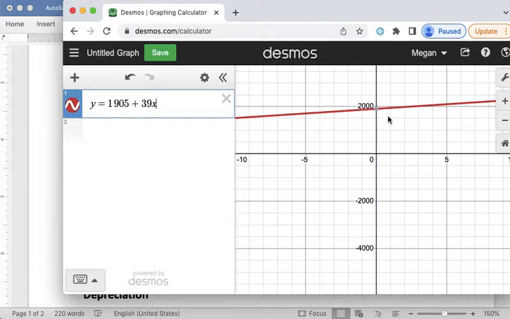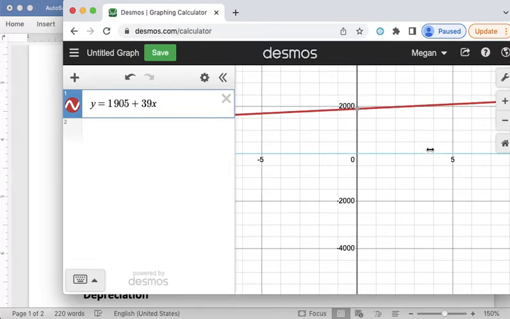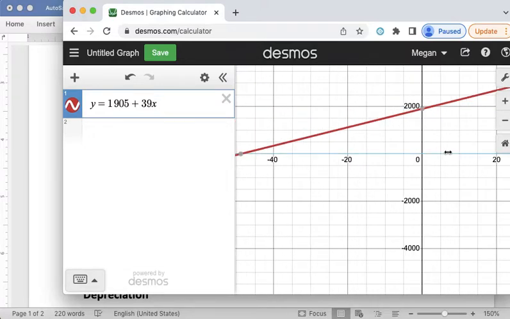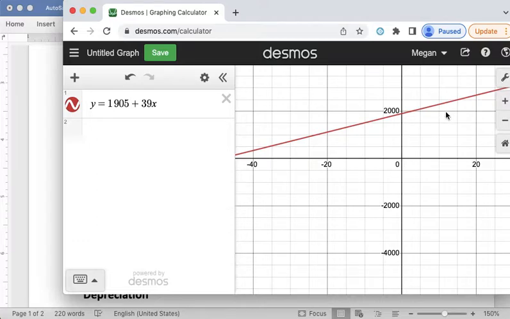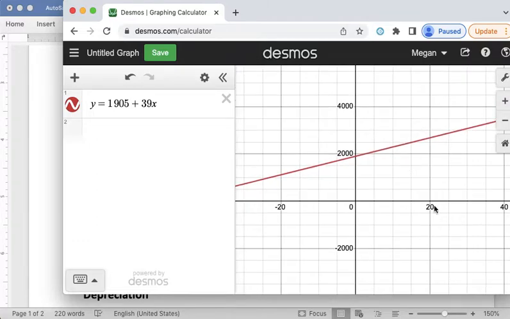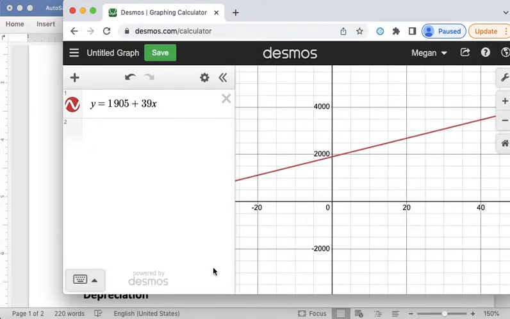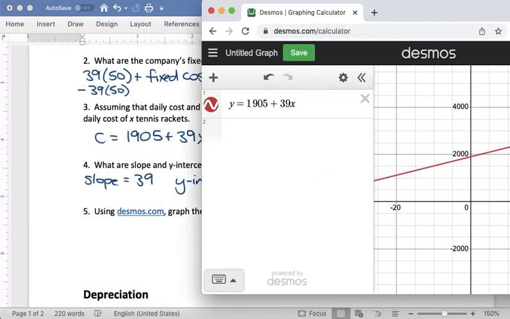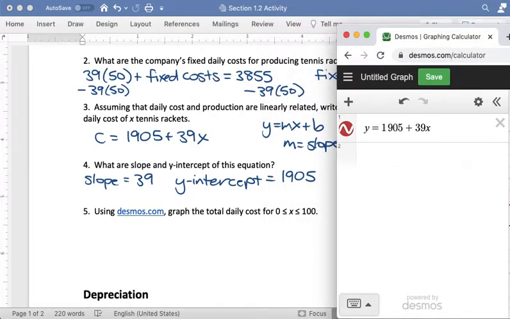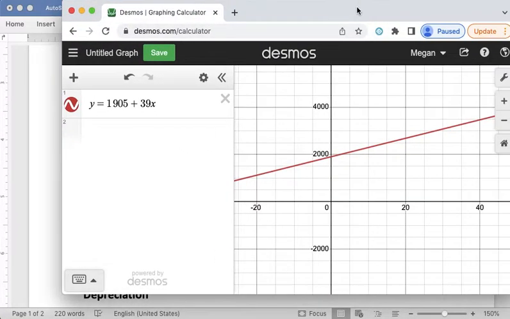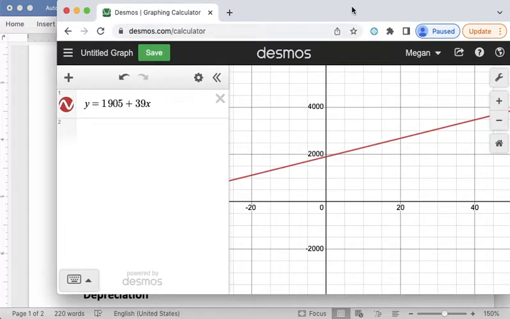And so I'm going to move far enough so that I can actually see the red line. And I can also change the x-axis that way as well if I want to. And then if I don't hold the Shift key and just click on the graph, I can just move the graph without changing the scale. So here's my graph. The question is asking me to graph the total daily cost for x between 0 and 100. And so I could kind of adjust the axes until I get that if I wanted to.